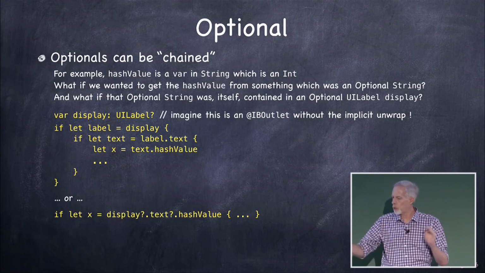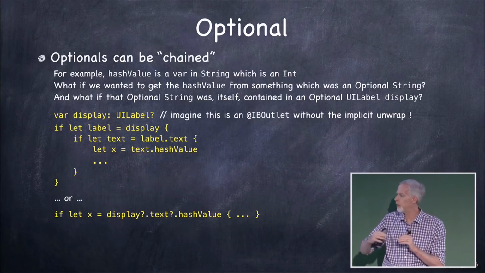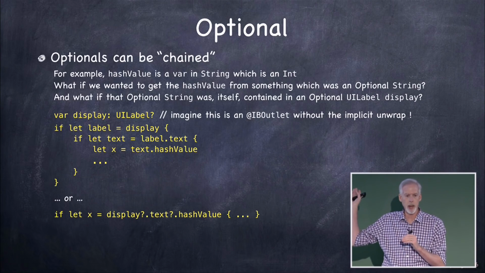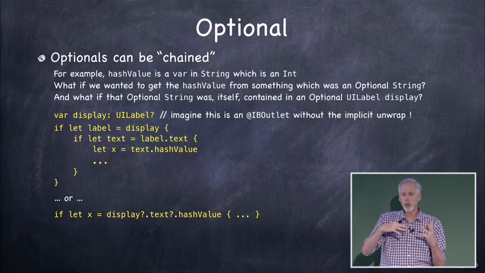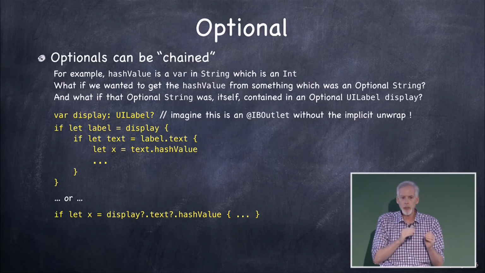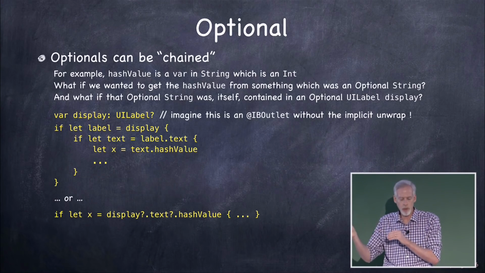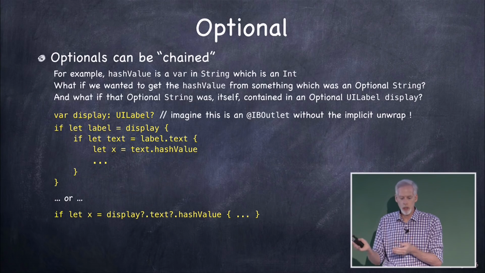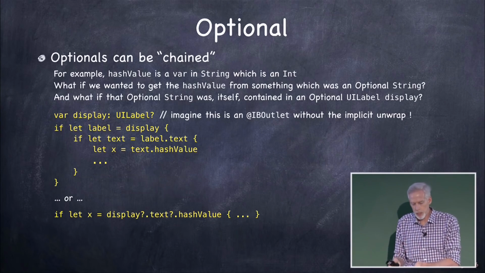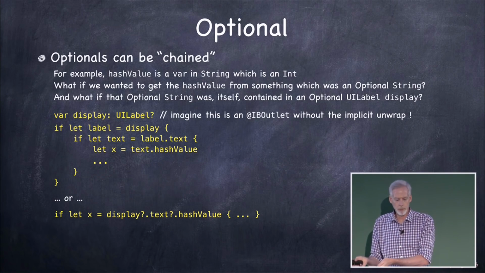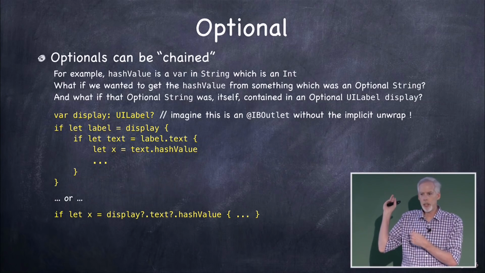If you can't, just return nil from this whole expression. This whole display?.text?.hashValue expression will return nil if at any point any of these things that we're chaining and unwrapping turns out to be nil. So if the display is nil, or if the display's text is nil, then this whole thing is going to be nil. So you see let x equal up there?